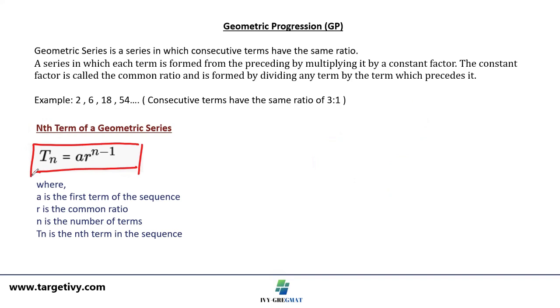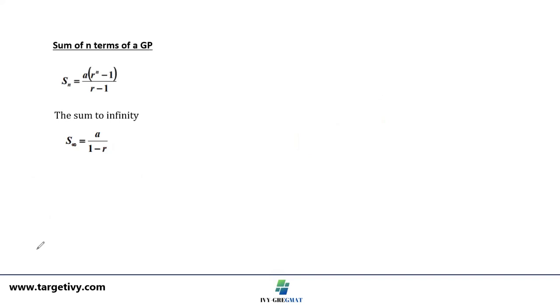This can be for any GP. The nth term, Tn, is equal to a into r to the power n minus 1, where a is the first term, r is the common ratio, n is the number of terms. Fair? Let's go to the next one, the summation, the sum of numbers in a GP.